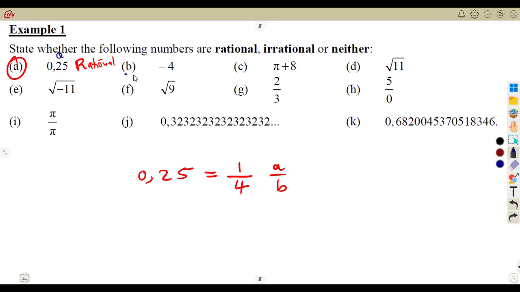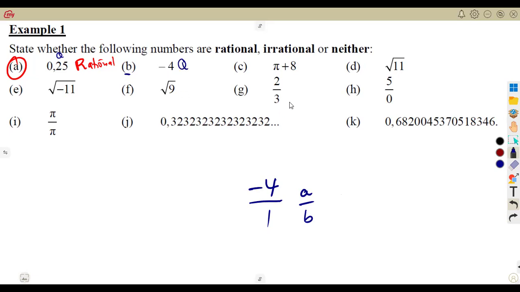We move on to minus 4. Is minus 4 a rational number? Yes, that's a whole number. That's an integer. Positive or negative whole numbers. So minus 4 can be written as minus 4 over 1 as a fraction A over B. So it becomes a rational number. Remember I said the rational numbers are represented by the letter Q. All right, what about pi plus 8? Remember we said pi is not rational. It is not a rational number.